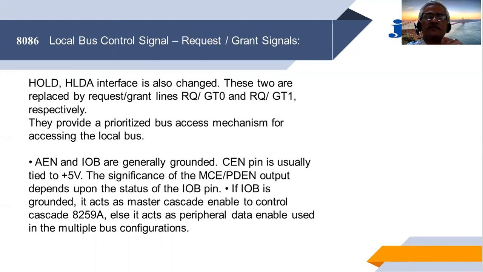Then AE and the IOB are generally grounded. The CEN pin is usually tied to +5 volts. And the significance of the FCP, PD and output depends upon the status of the IOB. That means if the IOB is grounded, it acts as a master cascade to control the 8259, else it acts as a peripheral data enable used in the multiple bus configuration.